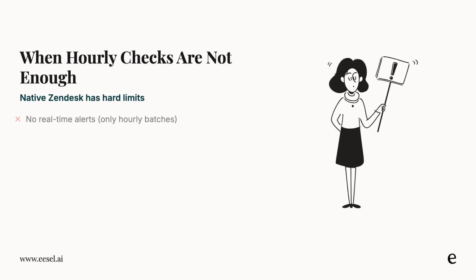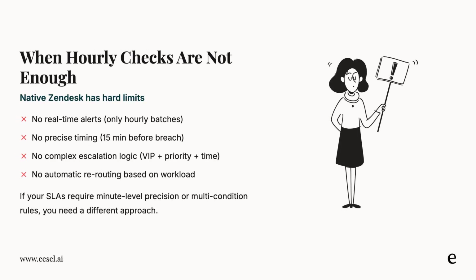But native Zendesk has hard limits. No real-time alerts, no precise timing like 15 minutes before breach, no complex escalation logic, and no automatic rerouting based on workload. If your SLAs demand more, you need a different approach.